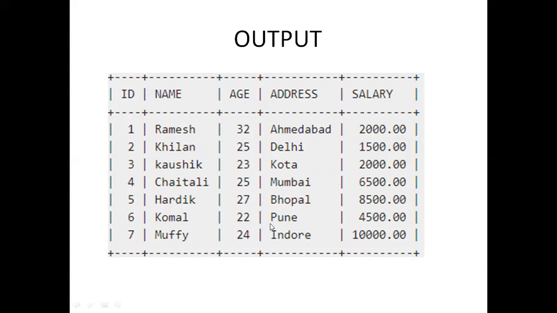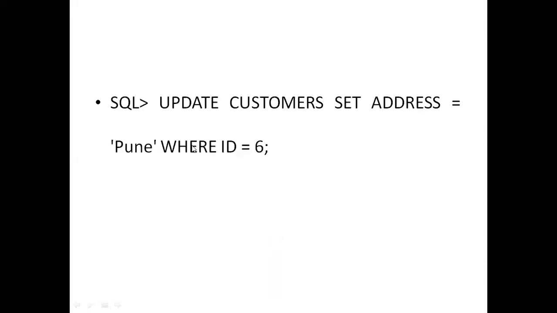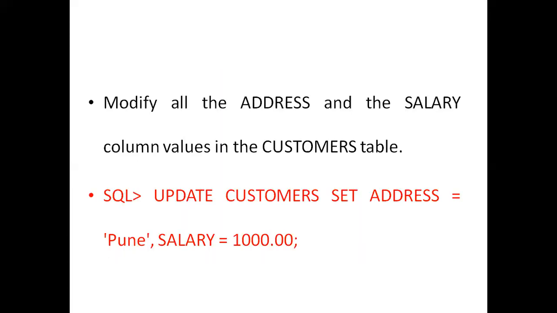Now if I do not use this where, if I try to write update customer set address equal to Pune, what happens if I don't specify this? I am asking to set the address as Pune in the customer table. So all the addresses will be changed to Pune. Look at this example. If I write update customers set address equal to Pune, salary equal to 1000, I am asking to set address as Pune and salary as 1000.